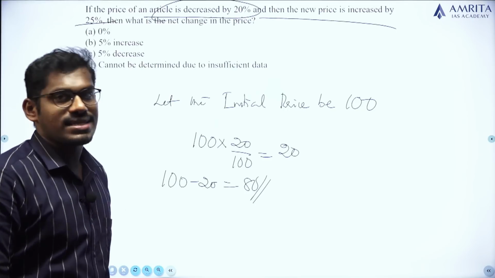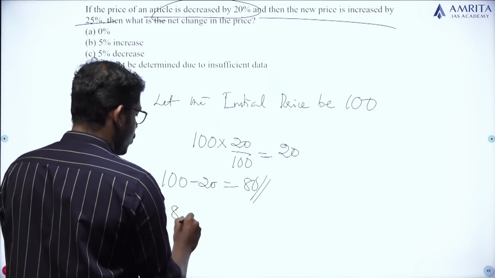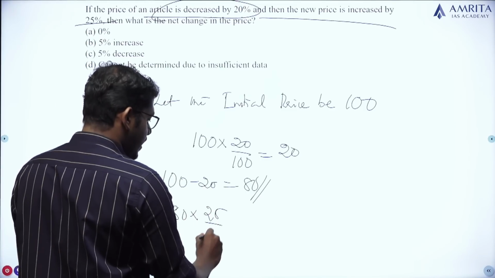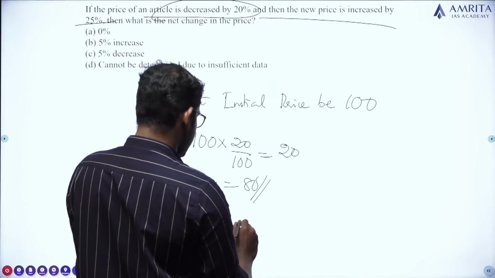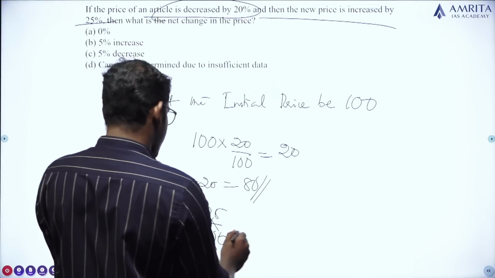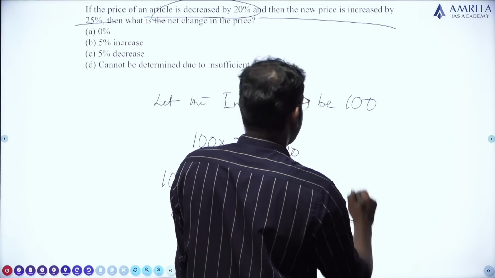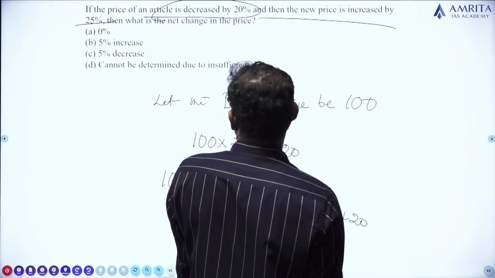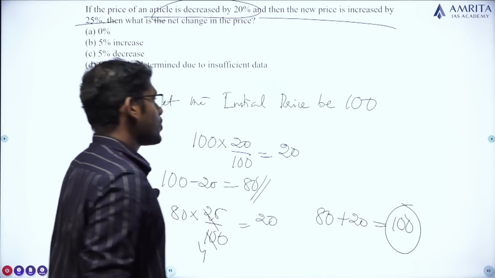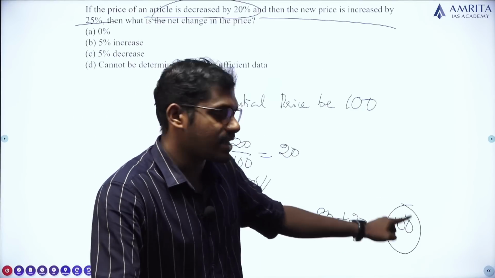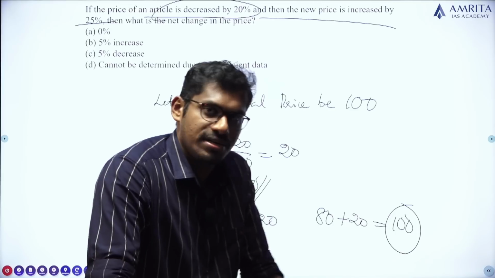So now the price is 80 and further it is increased by 25%. So 80 into 25 divided by 100, that is 80 by 4, that is 20. So 80 plus 20, it is increased by 25%. So 80 plus 20 is equal to 100. So what was the initial price? It was 100. What is the current price? It is 100. So is there any change in the price? No, there is no change.